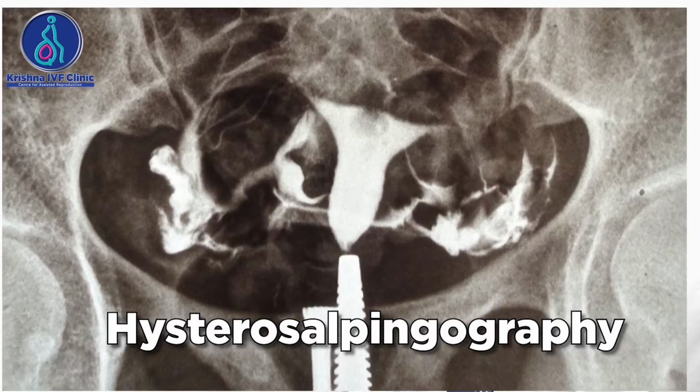When it comes to hysterosalpingography, it is the simplest investigation available to check the fallopian tubes. It is usually done by the radiologist or by the gynecologist, and it is done in the first 10 days of the menstrual cycle by taking an X-ray after injecting a dye into the uterus and tubes.